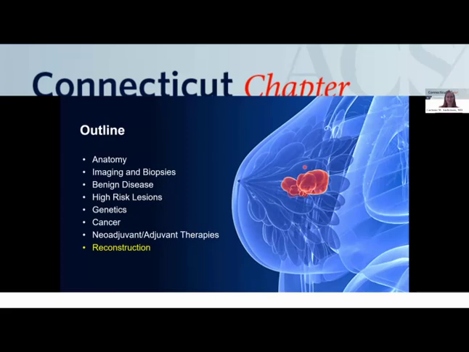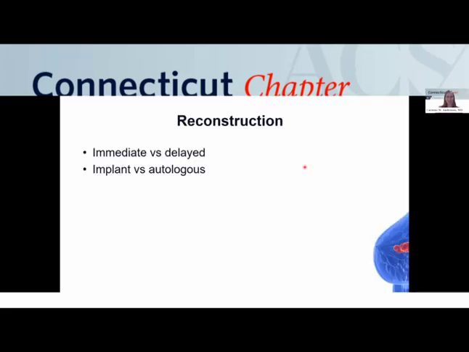Finally, reconstruction. When we think about reconstruction with a mastectomy, it is the standard of care to offer patients reconstruction. By law, insurance also must cover reconstruction. We can do that in an immediate or delayed fashion, meaning at the time of surgery or later on down the road. It can also be one-step or staged reconstruction, where you start with your surgery, maybe with a tissue expander, and then do additional procedures down the line.